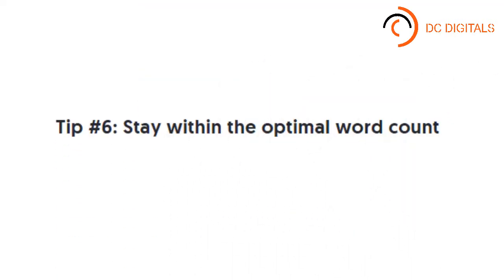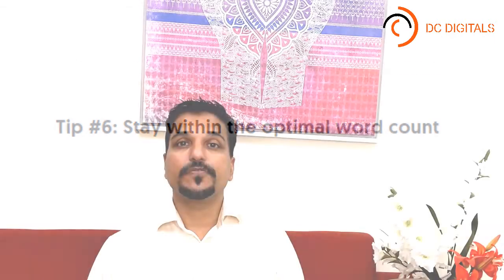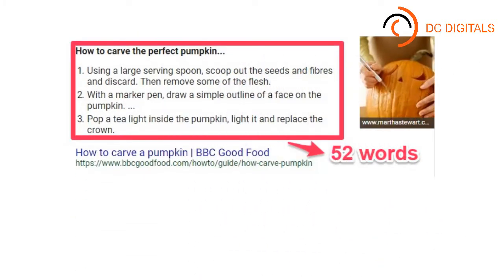Tip number 6. Stay within the optimal word count. Keep your sections tight and concise so that Google can easily feature your content. Section off your lists, paragraphs and steps rather than letting them all run together. Just look at this list, it's only 52 words long. According to SEMrush, this is a pretty normal length for a featured snippet.